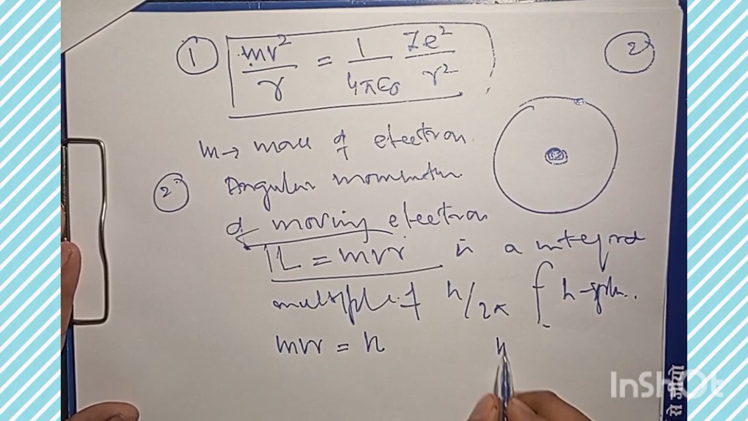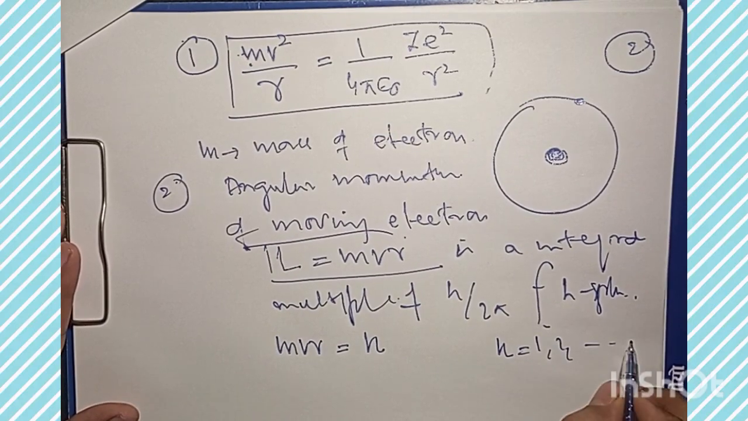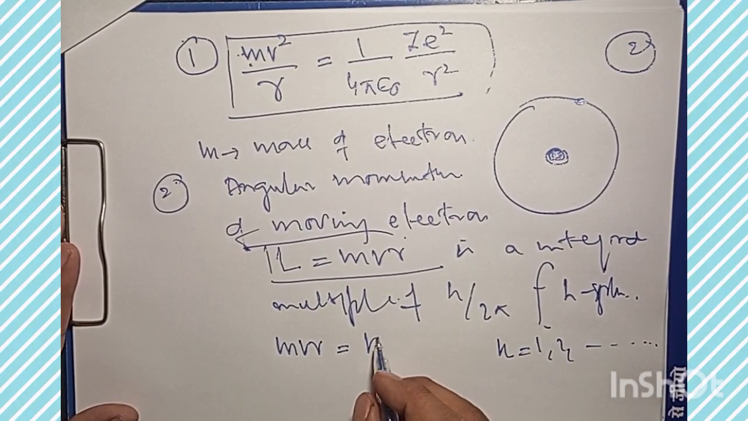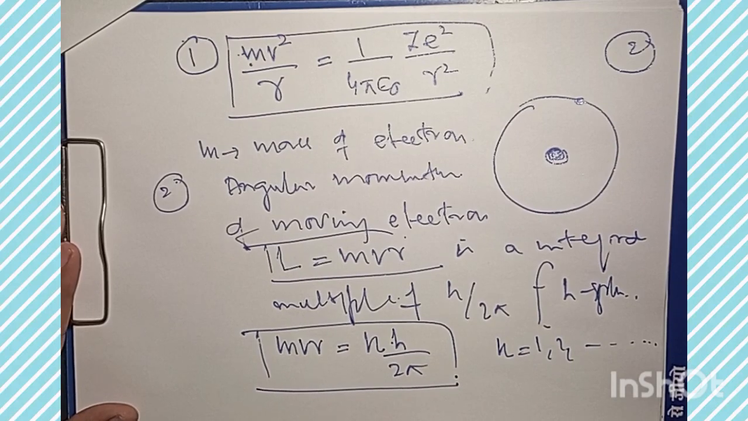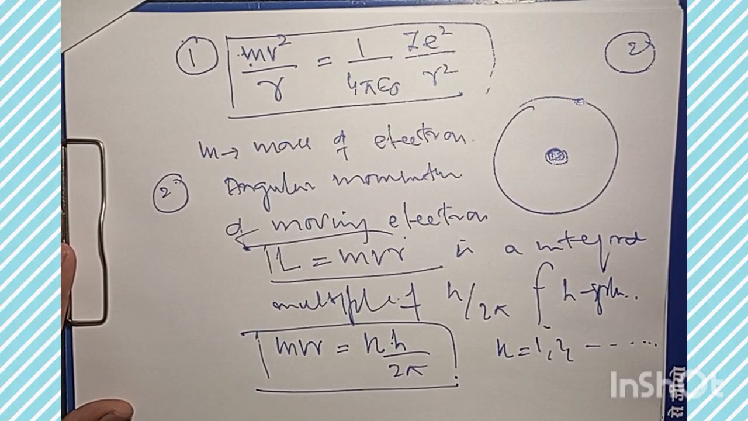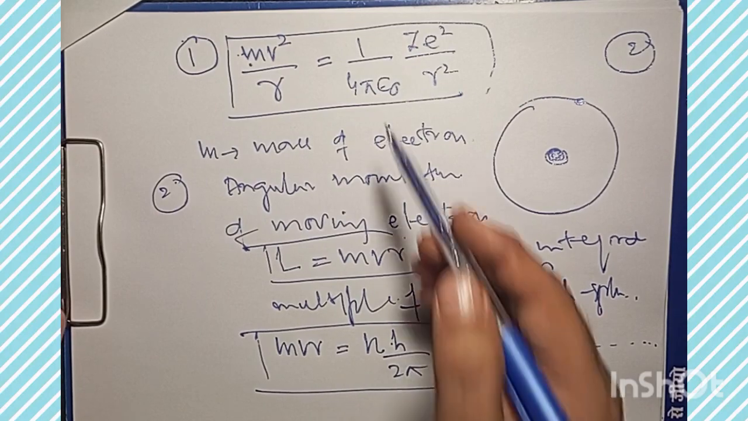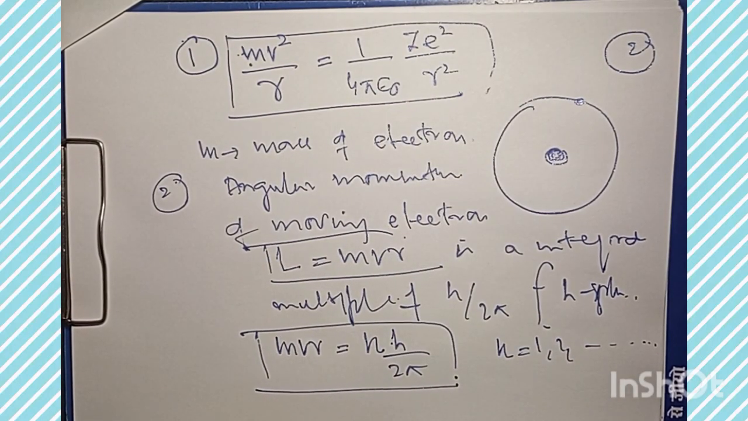Now this n can be 1, 2, 3, and so on and so forth. It's the integral multiple of h by 2 pi. So this is the second important condition for the postulate of Bohr's model of an atom, which further we will boil down to the hydrogen atom when we use Z equal to 1 in our analysis.